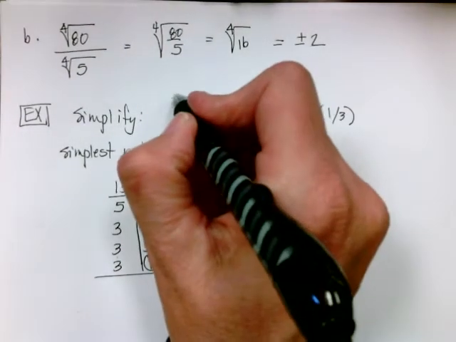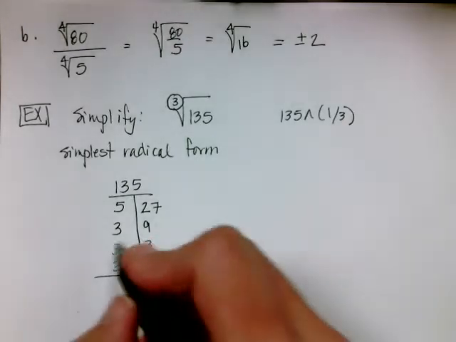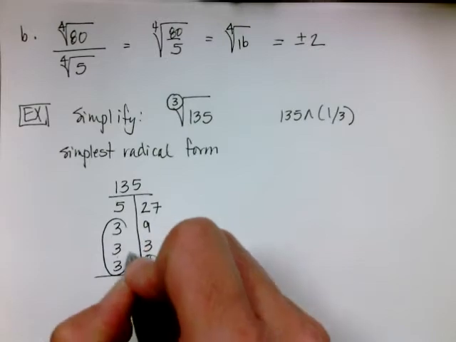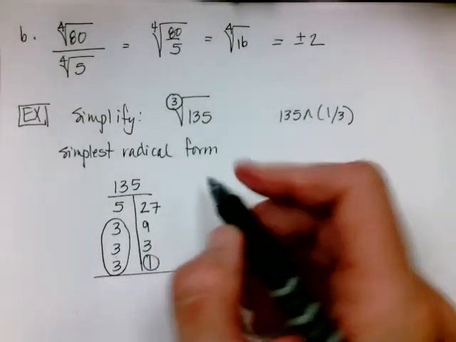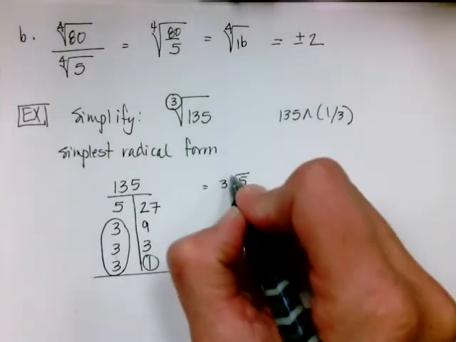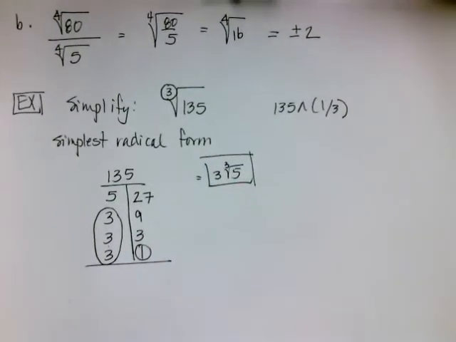Now remember, our index told us that we needed to do the third root. So instead of doing numbers in pairs, now I'm going to do numbers in threes. The 5 has no friends, he stays inside, so this is going to be 3 radical 5, and the radical is the third root. So that would be my answer in simplest radical form.